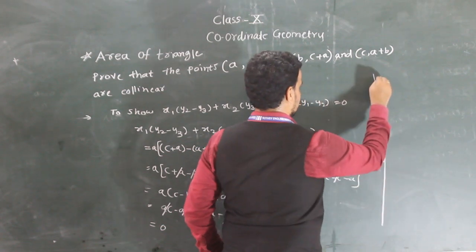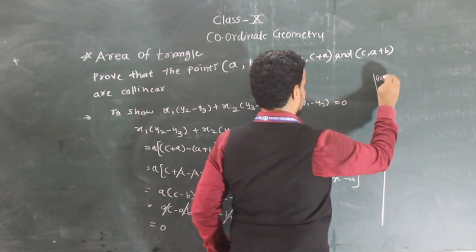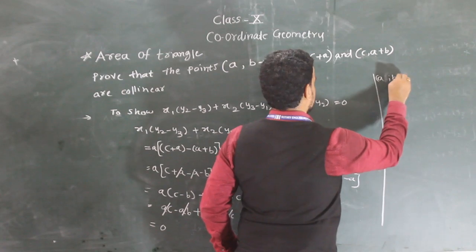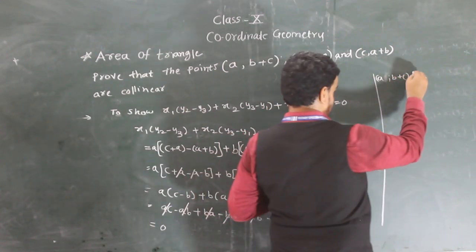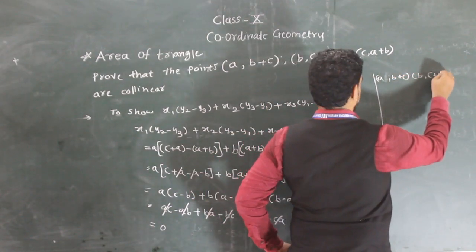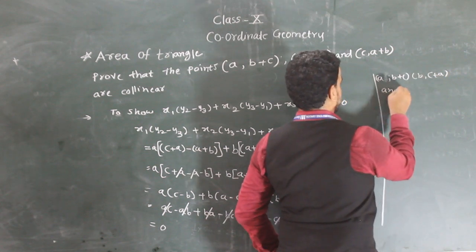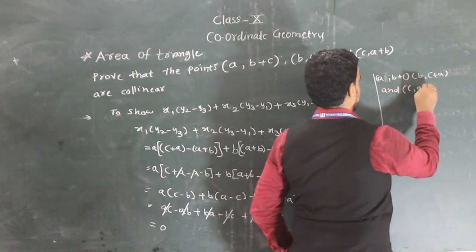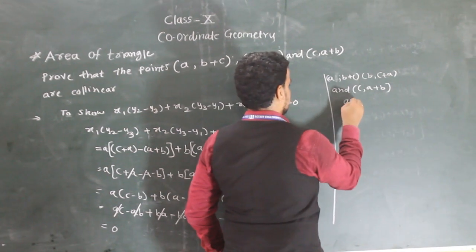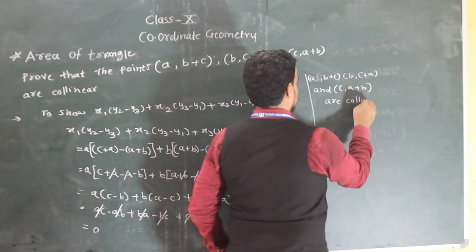So here we can write the answer this way: the points (a, b plus c), (b, c plus a) and (c, a plus b) are collinear.